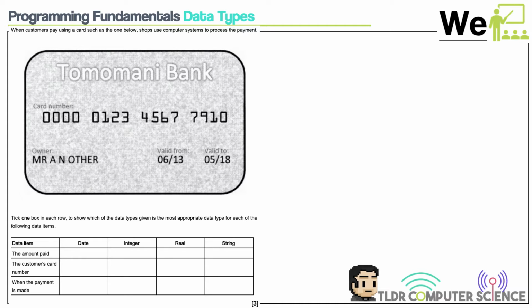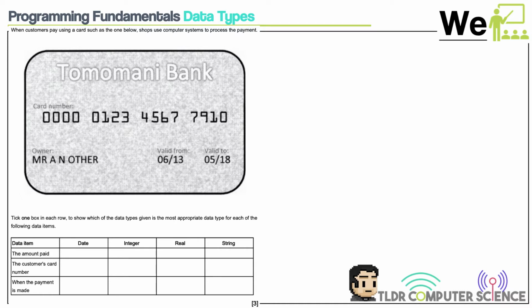This is a card. So when a customer pays using a card, such as the one below, shops use computer systems to process the payment. So this is our card. And it's saying in here, tick one box in each row, so just tick once, to show which of the data types given is the most appropriate data type for each of the following data items. So go along here, the amount paid, the customer's card number, and when the payment is made, and try and pick one you think is appropriate.